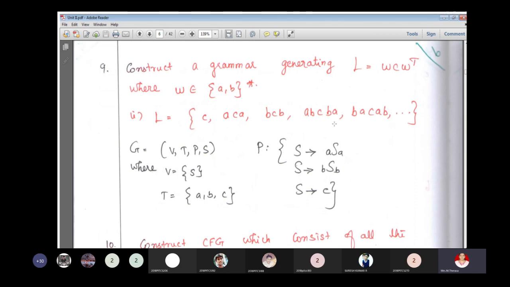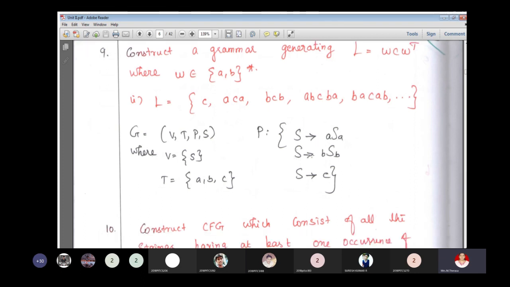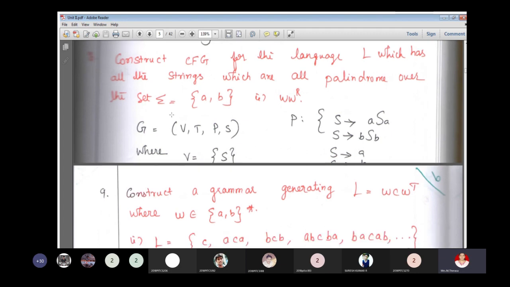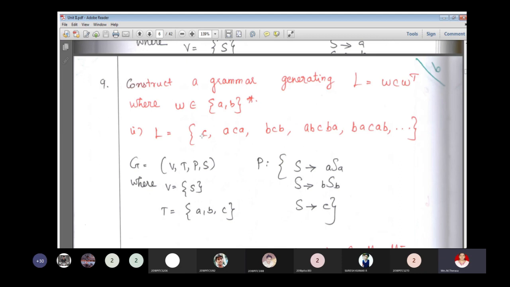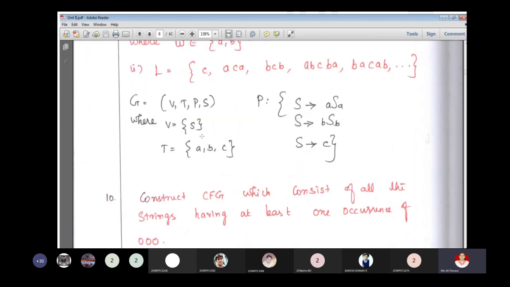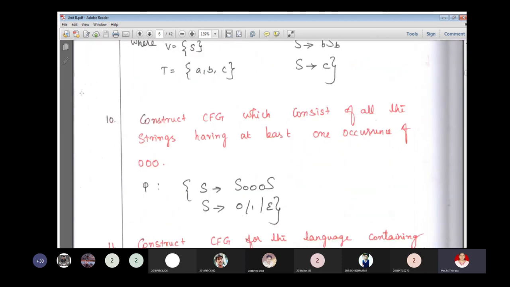So what you can do is, S tends to A S A, S tends to B S B, and this middle can also be represented with a small c. But we have added one more terminal c, so that T becomes {a, b, c}. Apart from that, it is similar to the previous palindrome grammar, but here you should have a center character c.